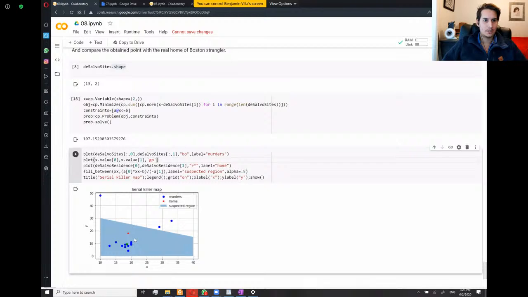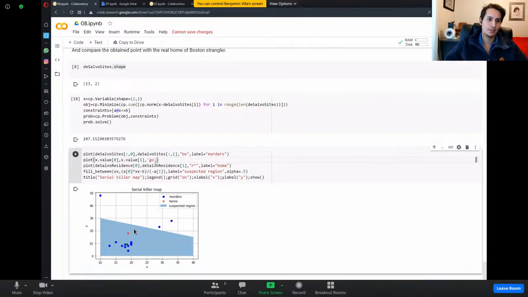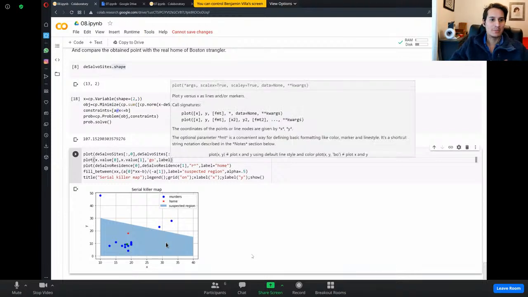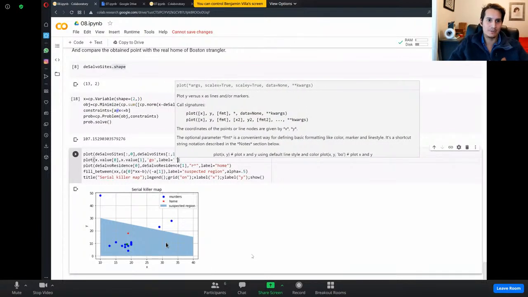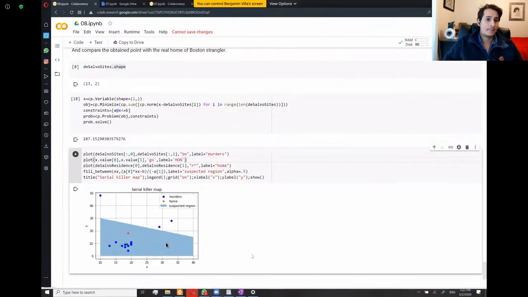So that's an actual method to find the position of a serial killer, because that is based on the premise that the serial killer does not want to travel a lot from his or her home, and as you can see here, you can find a position very close to the actual home of the serial killer. That's the predicted home.